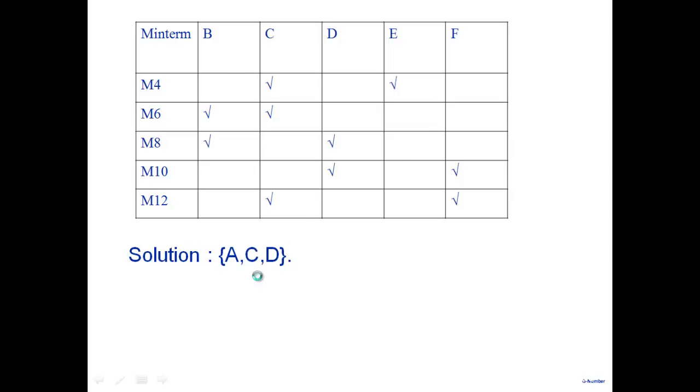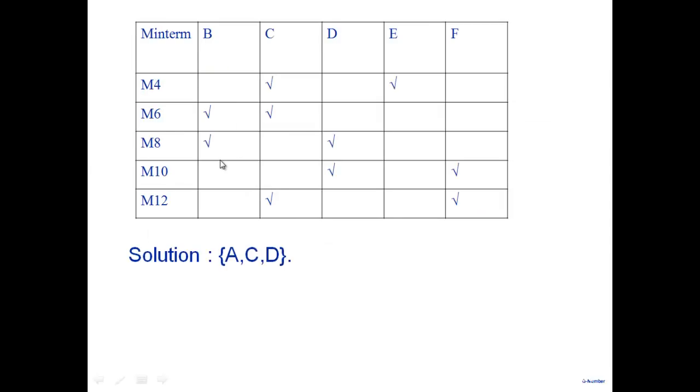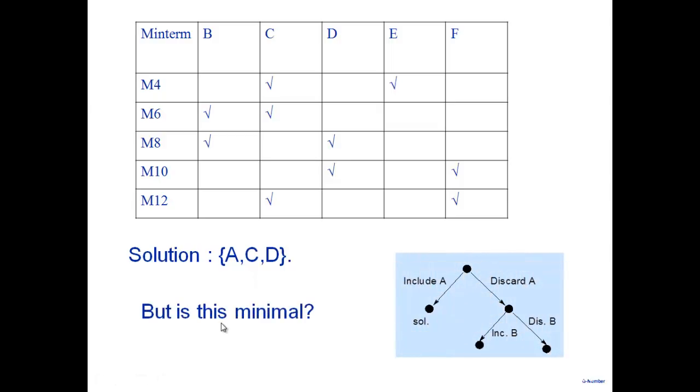So the idea is once you include A, the table simplifies. Then you may find something essential, prime implicant or row dominance, column dominance, and you arrive at a solution, ACD. But the issue is, is this minimal? Maybe I could do it with 2. I don't know if it is minimal. So I went along this path and got a solution, but the question we need to ask is, is this minimal? To justify that, I have to go along the other path.